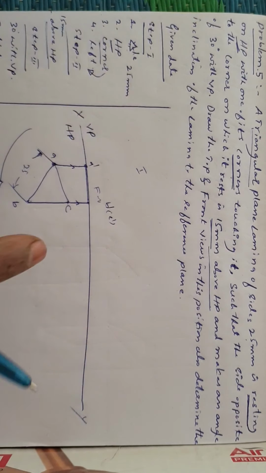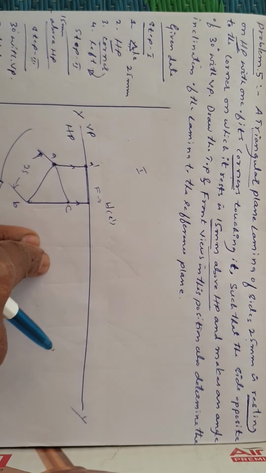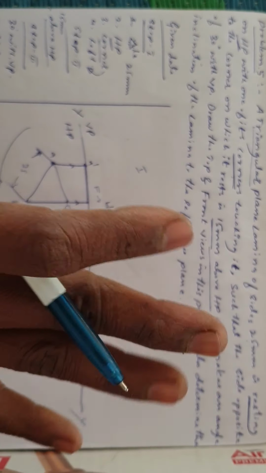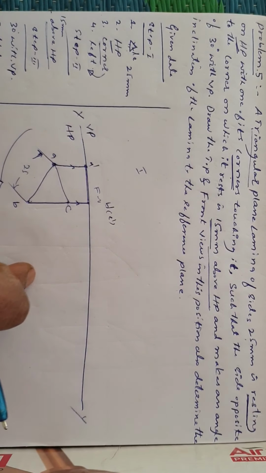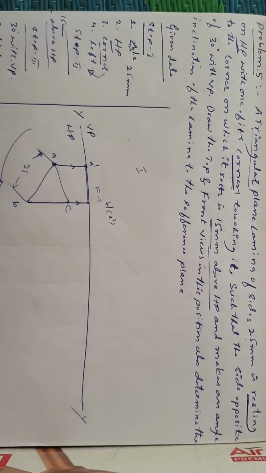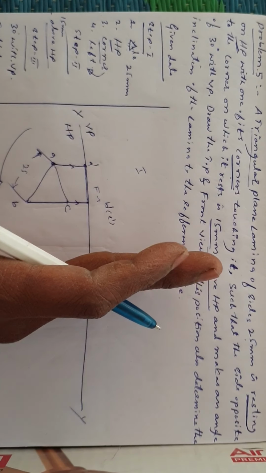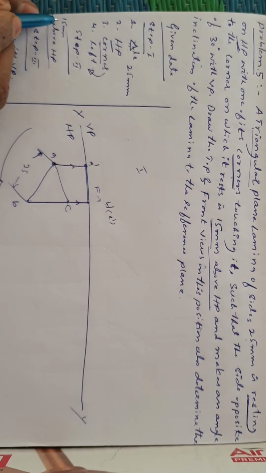So please remember, when the lamina is resting on HP, the second step requires the HP angle. If that HP angle is not given, the above HP distance will always be given. Please remember this. The above HP distance may be 15 mm or whatever distance is given. So how do we complete the second step? By using the above HP distance, which is given as 15 mm.